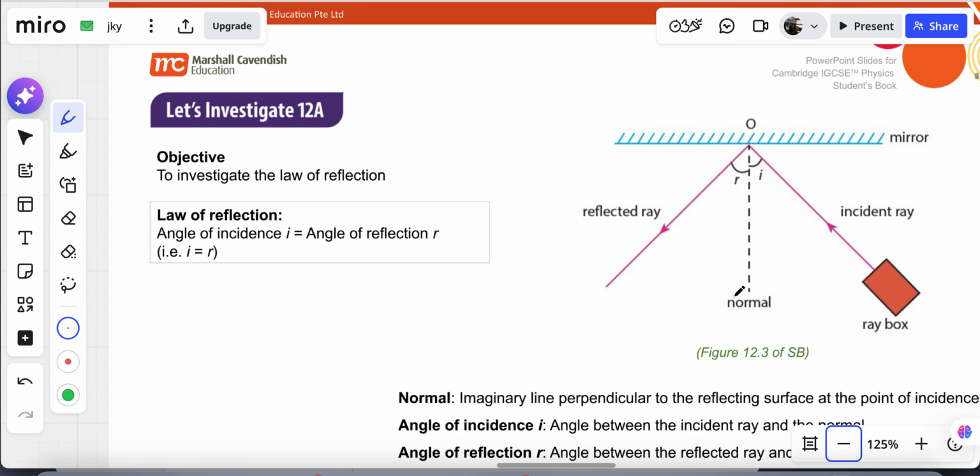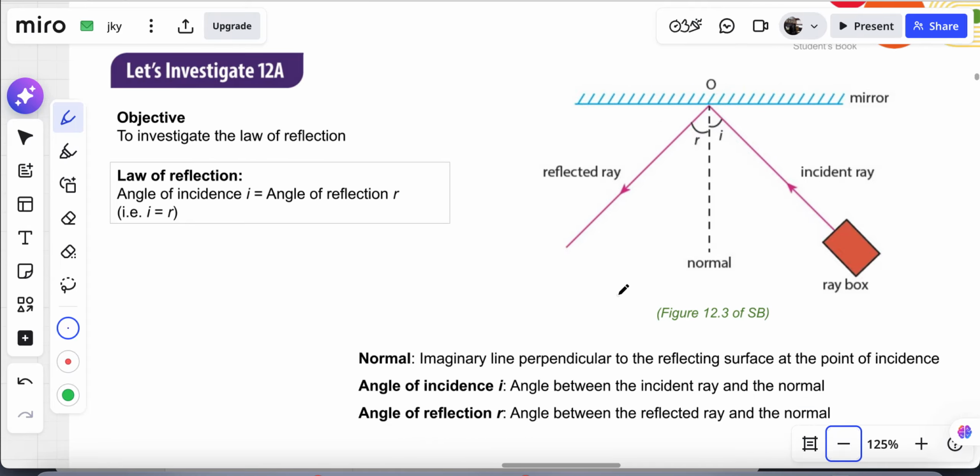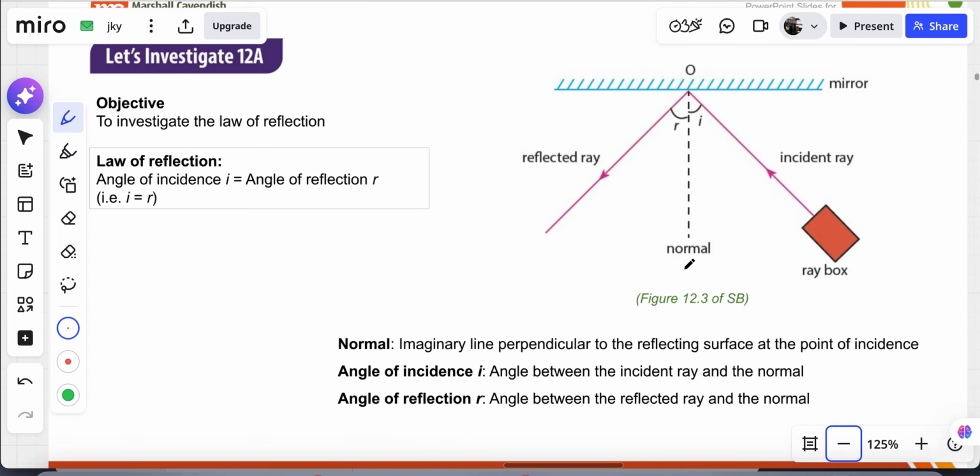Then we see that the values are the same, because the law says that the angle of incidence I equals the angle of reflection R. That's the law of reflection. The angle of incidence is equal to the angle of reflection. Now, what is the normal? We've mentioned the normal, right?